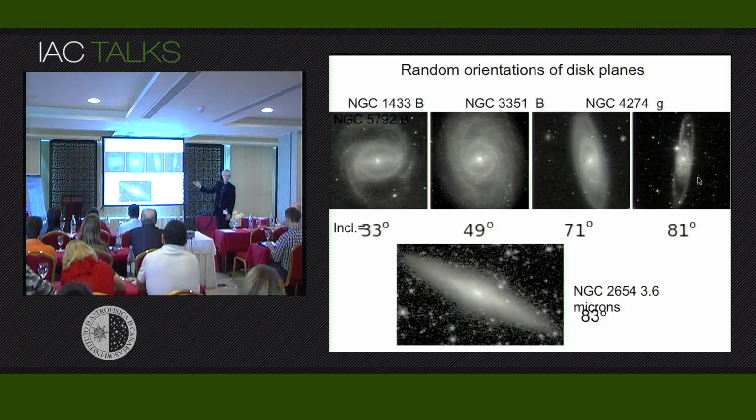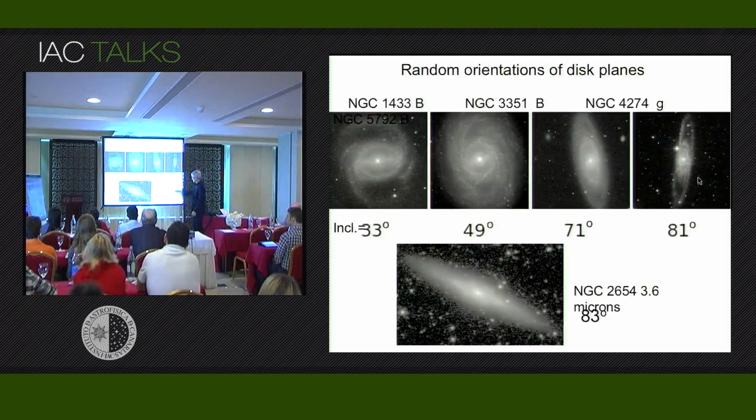And you go from a face-on ring-barred spiral that I put there because it's one of my favorite galaxies, NGC 1433. I love looking at galaxies like that. It has its counterparts, 3351, 4274, and this is NGC 5792. These are different inclinations, and you can tell they're basically the same kind of galaxy in spite of the inclination.